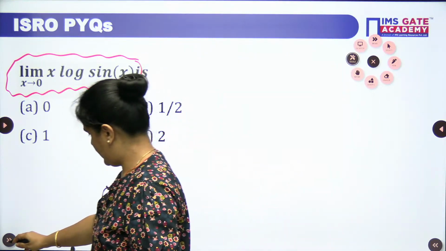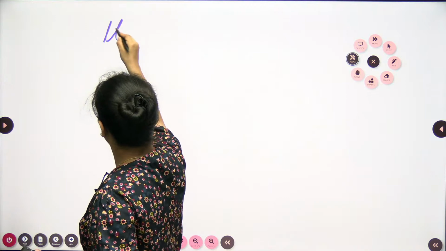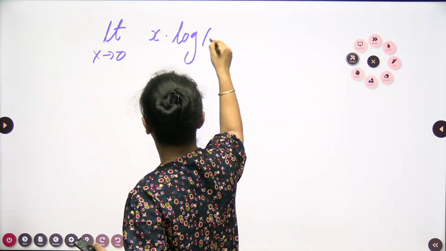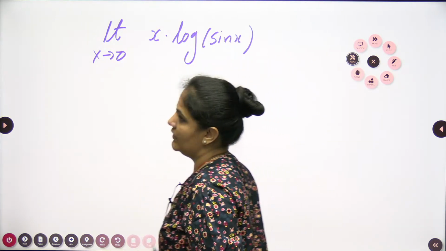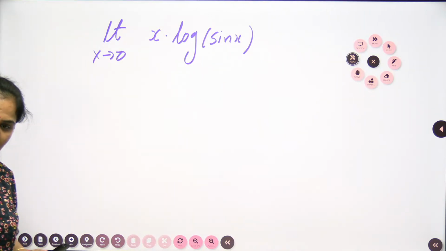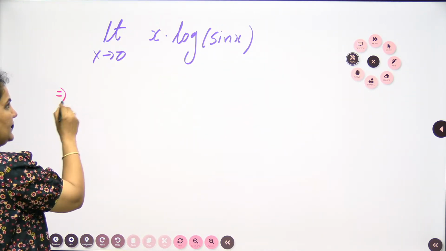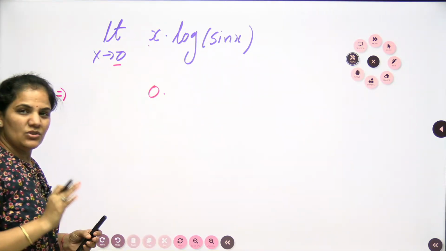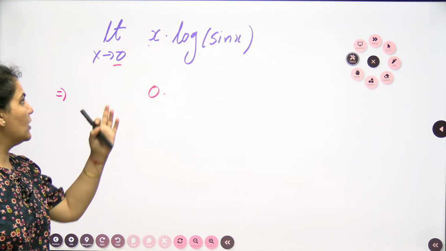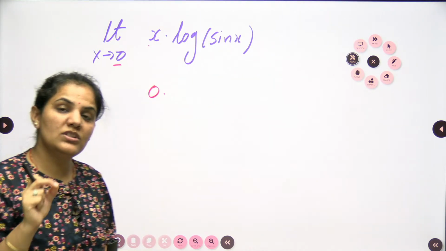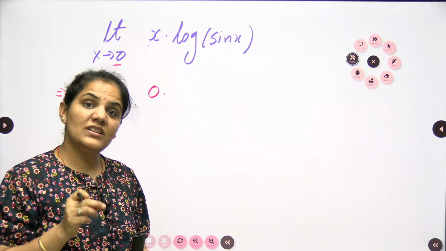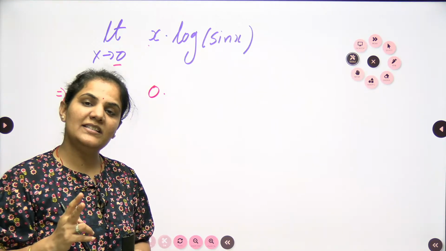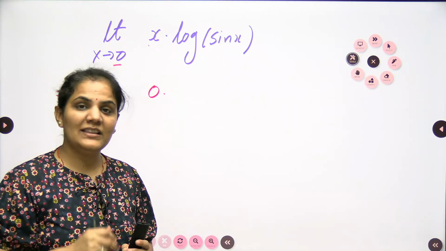First of all, we need to check whether the question is an indeterminate form or not. The question is limit x tends to 0 of x log of sin x. If I put in the value here, x is 0 and sin 0 is also 0, so we get 0 times log 0. It will not work for me directly. Why? Because I can only apply L'Hospital's rule when my question is in 0 by 0 form or infinity by infinity form. Only these two possibilities are there.